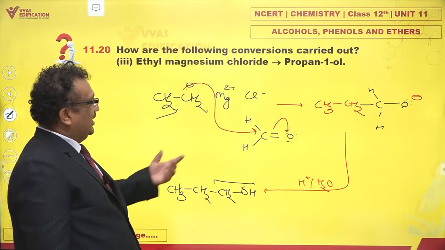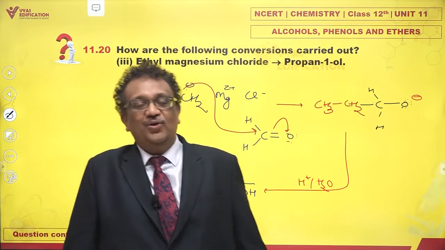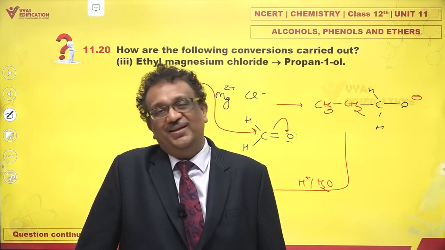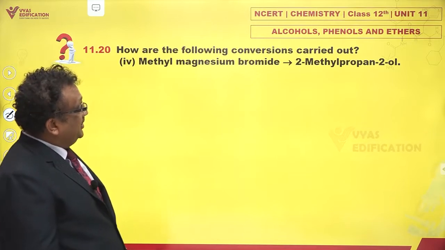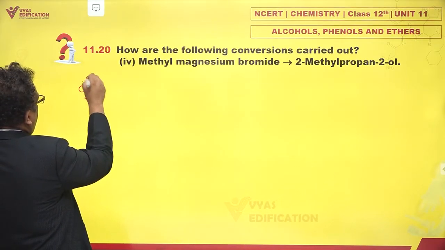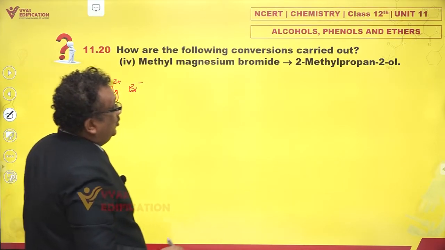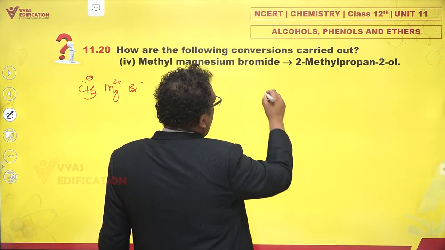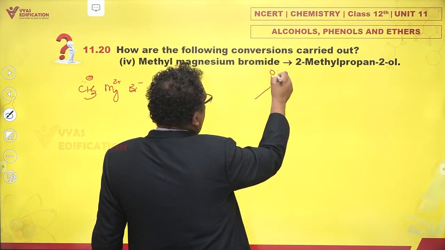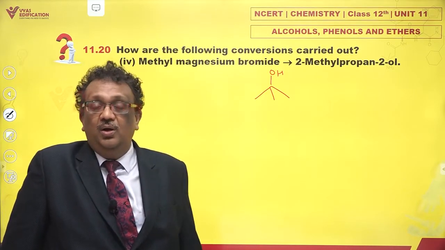How do you do that? Add an aldehyde, with one extra carbon. Add a one-carbon aldehyde, and what is that? Formaldehyde. You get that. Methyl magnesium bromide, CH3MgBr, and you want 2-methyl propane 2-ol. This is propane 2-ol and 2-methyl. You want tertiary butyl alcohol, or 2-methyl propane 2-ol.